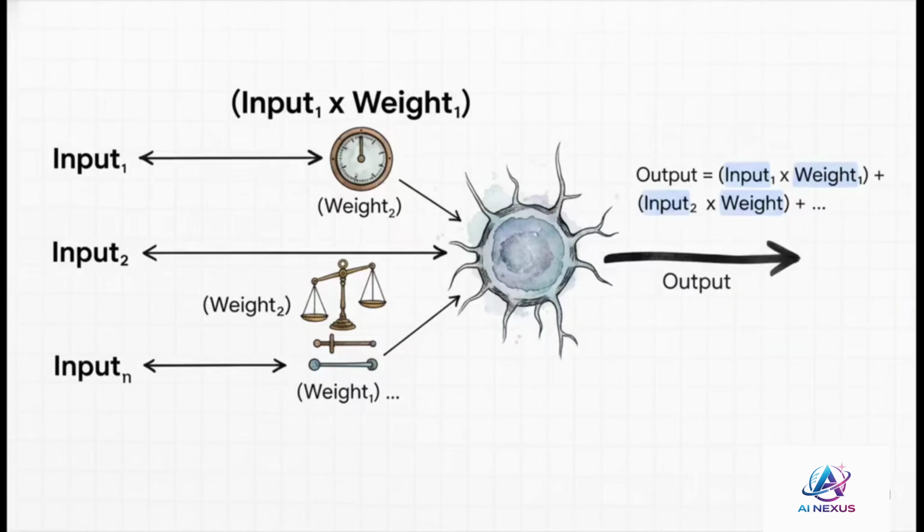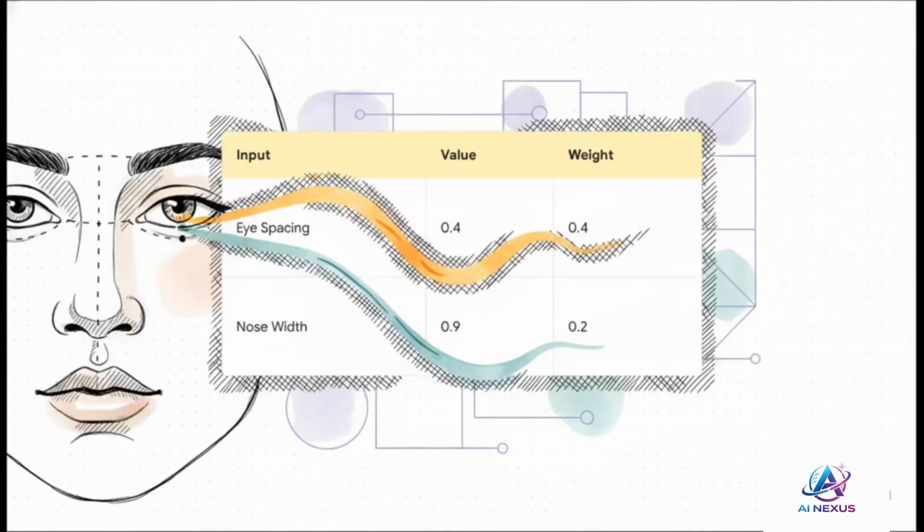This is it. Seriously, this little formula is the entire thinking process of a single neuron. It takes every piece of information coming in, that's an input, and multiplies it by a number that represents how important it is. We call that importance factor a weight. That's the whole job. So let's go back to our face example. An input might be a measurement, like the spacing between the eyes or the width of the nose. The network learns over time which features are more helpful. So in this case, maybe it's learned that eye spacing is a little more important for its decision, so it gives it a slightly higher weight than nose width.